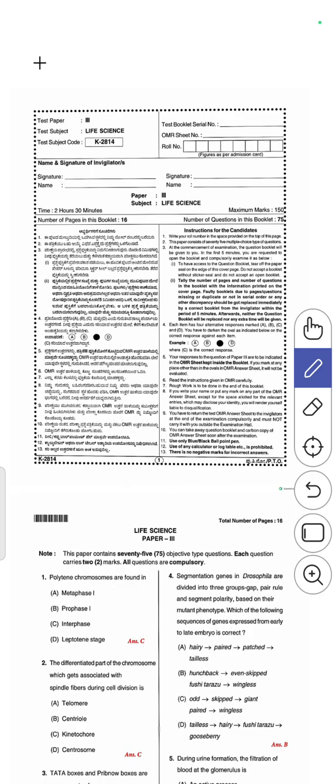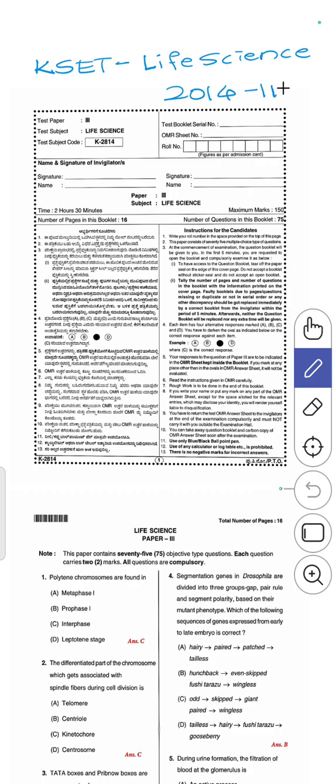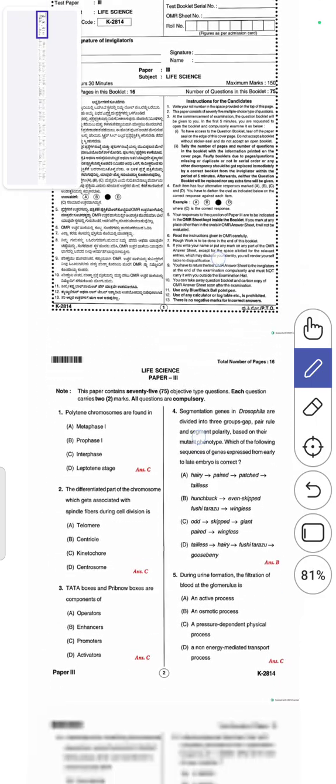In this video, I will be discussing the Karnataka State Eligibility Test for Assistant Professor. I'm discussing the Life Science question paper, the 2014 part 3 question paper. In the previous video, I discussed the 2014 KSET part 2 question paper. In this video, I might be discussing around 70 questions. So let's discuss one by one.